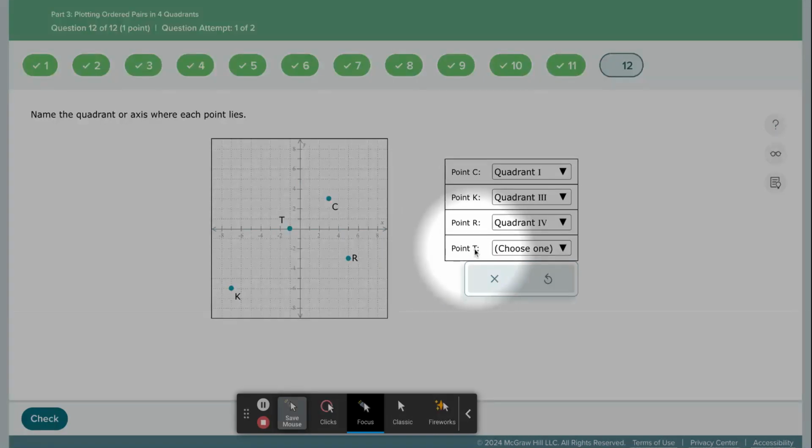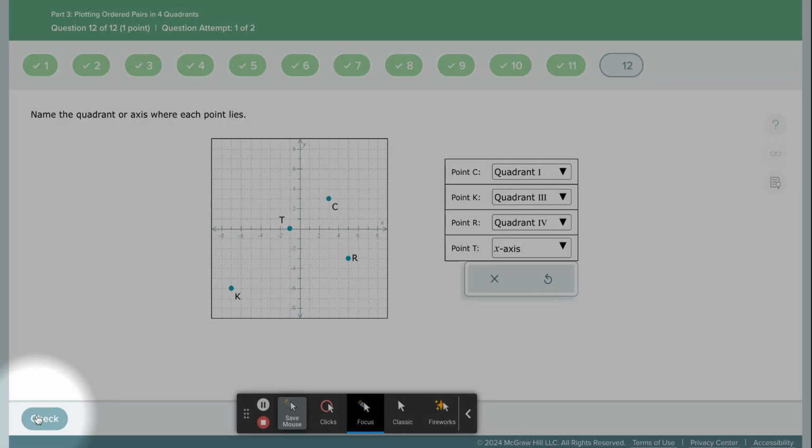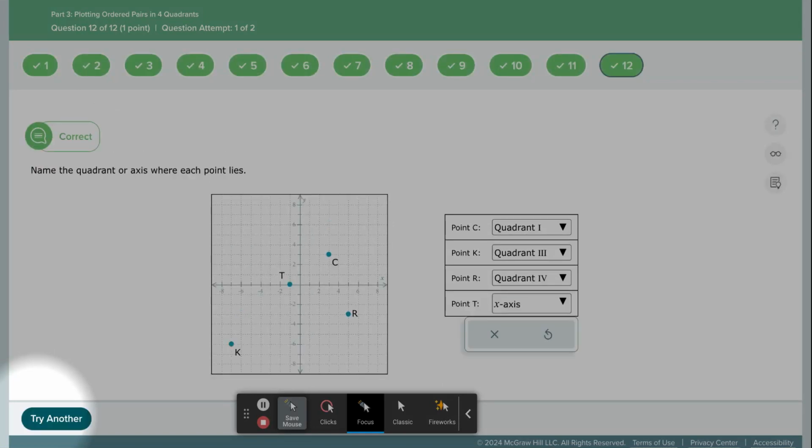And point T. T is not within a quadrant. It's actually on a line, right? So what line is this? If you can't remember, they're labeled, okay? Not only that, but this guy is the one you can make a big fat Y out of. So that must mean that this is the x-axis, right? Okay. And that is your assignment.